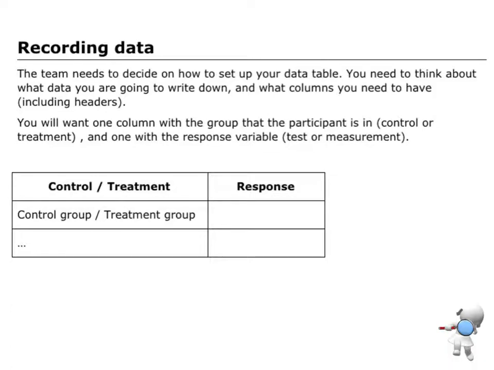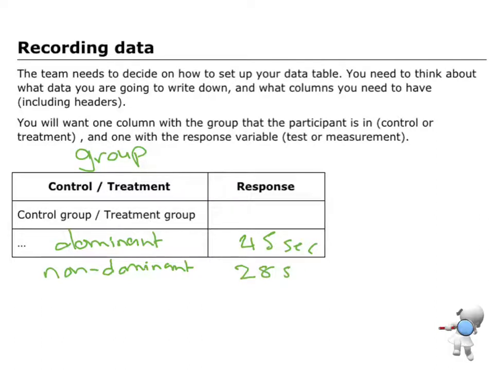So when I come to record data for this type of experiment, I need one column which has which group that we're in. So if I was doing my dominant hand, non-dominant hand, I would have the students write either dominant or non-dominant in that column. And then my response would be the time. So I might write 45 seconds and 28 seconds. And so I've got my response variable in that second column there.